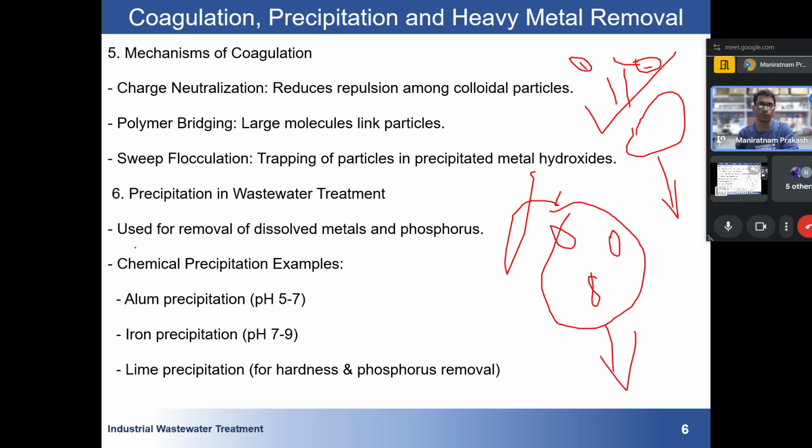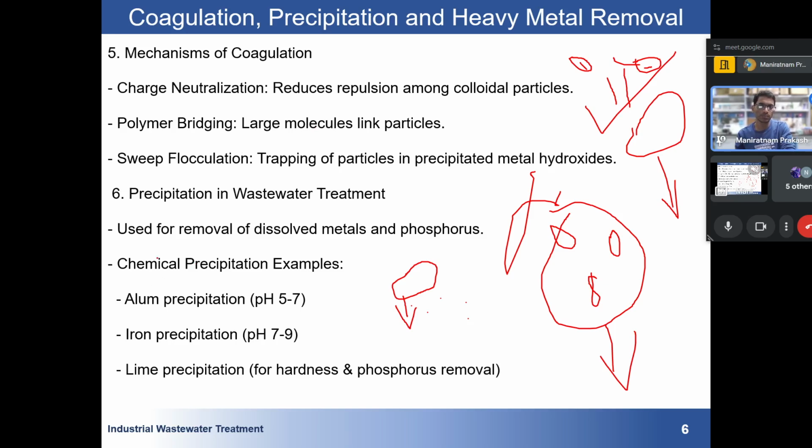And third is sweep flocculation, trapping of particles, where we precipitate something. Imagine that these red dots are smaller suspended particles. If we form larger particles, precipitate a hydroxide, say, which is on the larger side, it will start to settle down. Once it starts settling, it will also take the smaller particles along with it. In this way we will get clean water. So these are some of the mechanisms of coagulation.